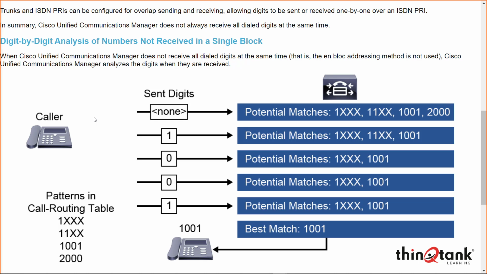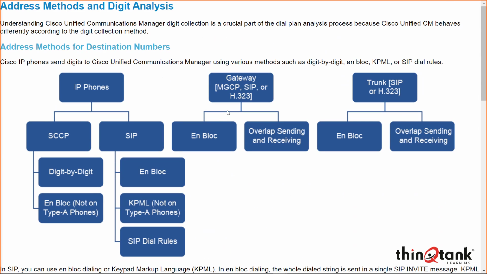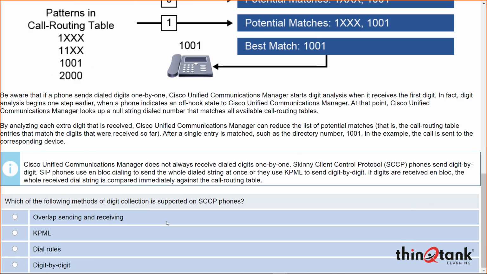We saw that up here in this example. We could have N block for type B phones. We could have N block if it's a SIP phone. So in that particular case, we're going to just do the analysis based on how the number was received. In the end, it really shouldn't matter. We should still end up matching the same pattern, and the call should still be routed the same way, but it's just something to keep in mind.